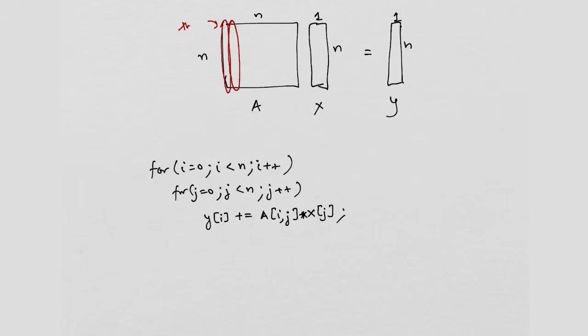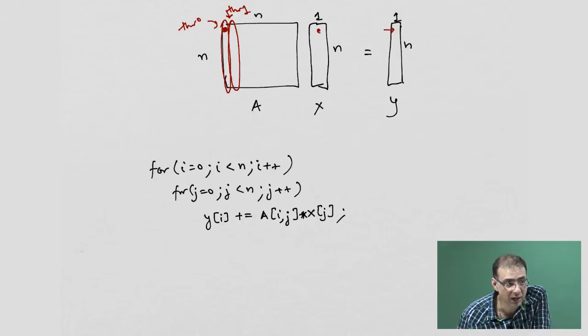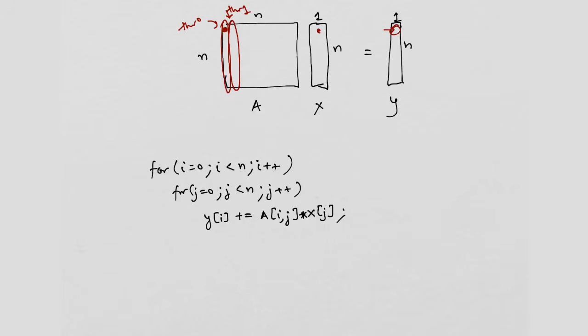So let's say thread 0 takes care of this column, thread 1 takes care of this column. So what will thread 0 do? It will multiply this element with this element, and that result will have to go here. But that's not the complete element of y that we want. That's just a partial answer. And then what will thread 1 do? It will multiply this with this and add it to this. So these threads have to basically combine their results.